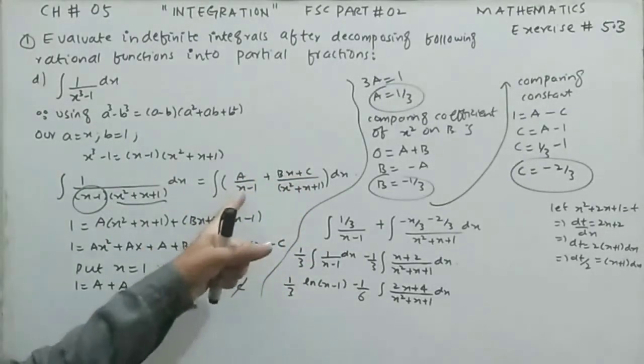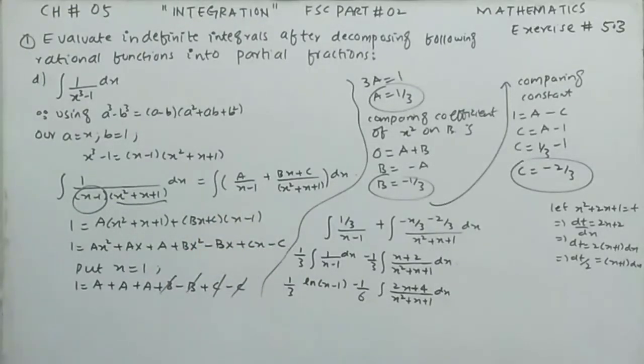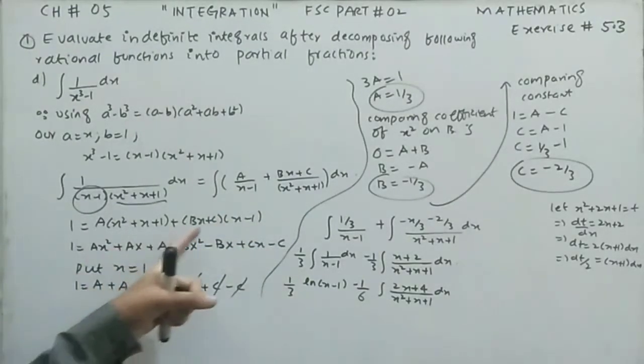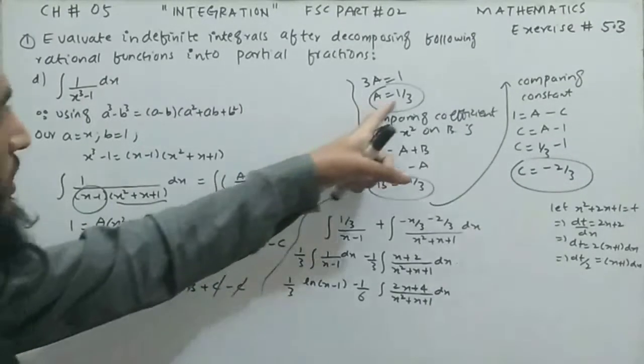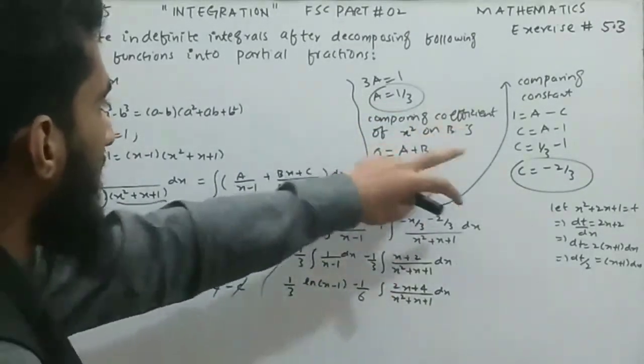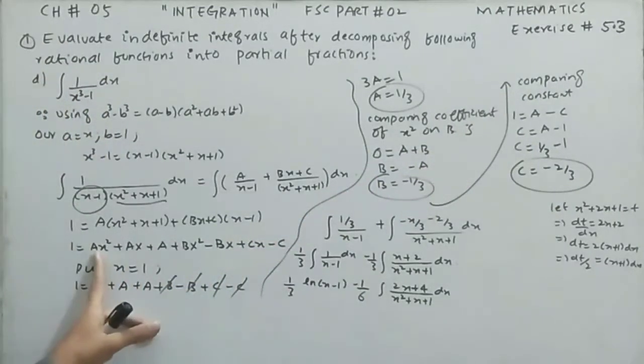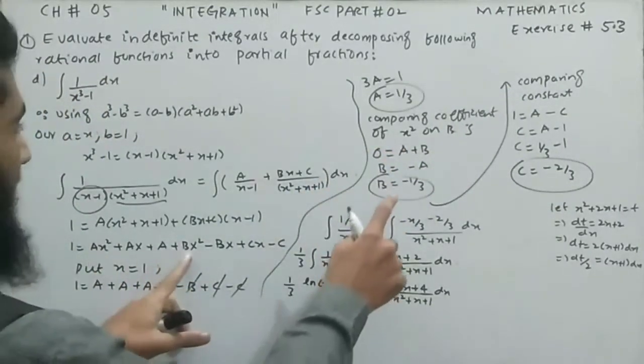Now from over here, x minus 1 is equal to 0, so we will put the value of x equal to 1. By putting x equal to 1 in this equation, the value of a will be 1 by 3. Now comparing the coefficient of x square on both sides, over here the coefficient of x square is a and the coefficient of x square is b.